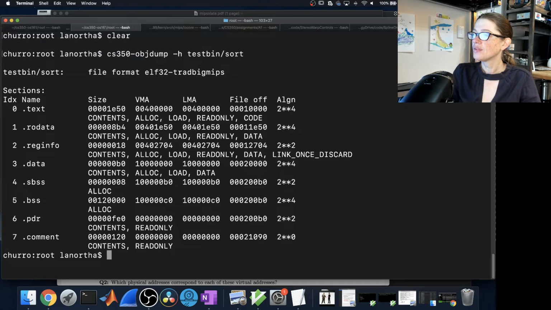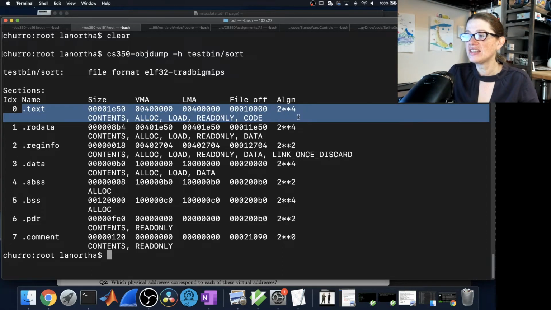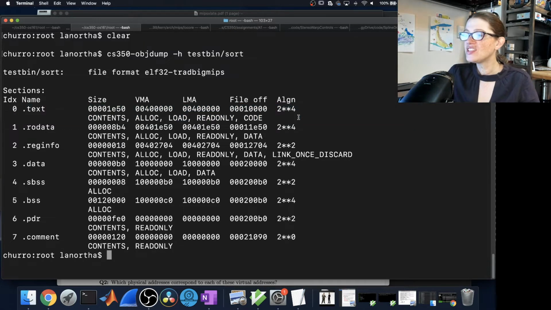Let's try to make this so everybody can see. What you can see here in our header is all of the different segments that the binary file is telling us about. The first one is this text segment, which is actually the code segment. It tells us how big the segment should be, where the segment should live in virtual memory, and where in this binary file we can find that segment. So that's pretty cool.